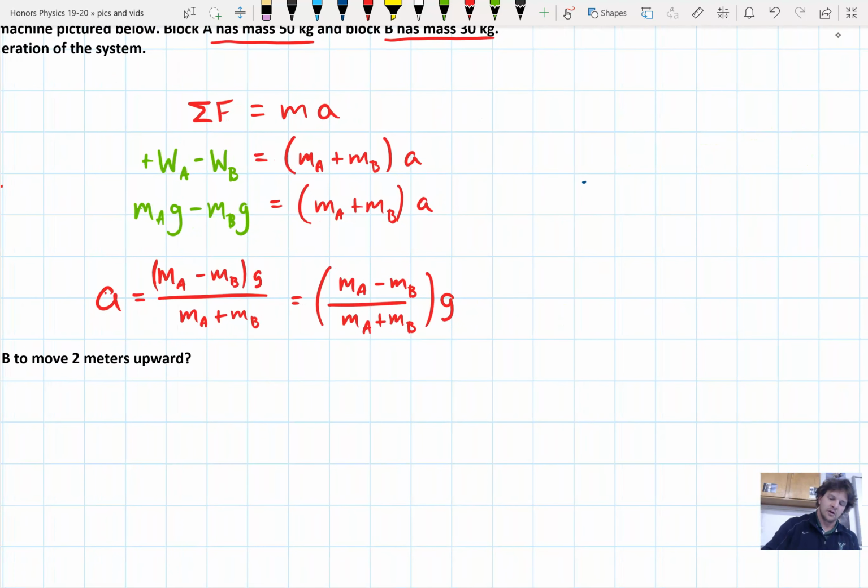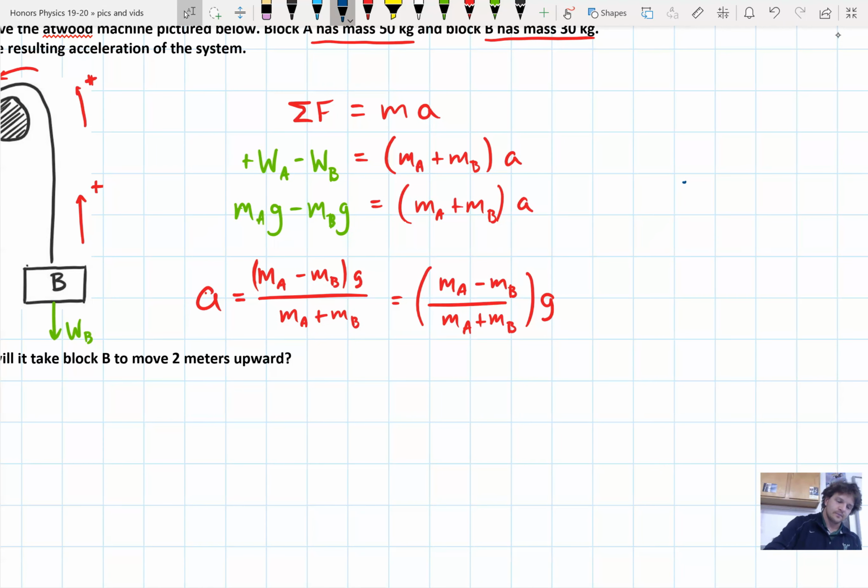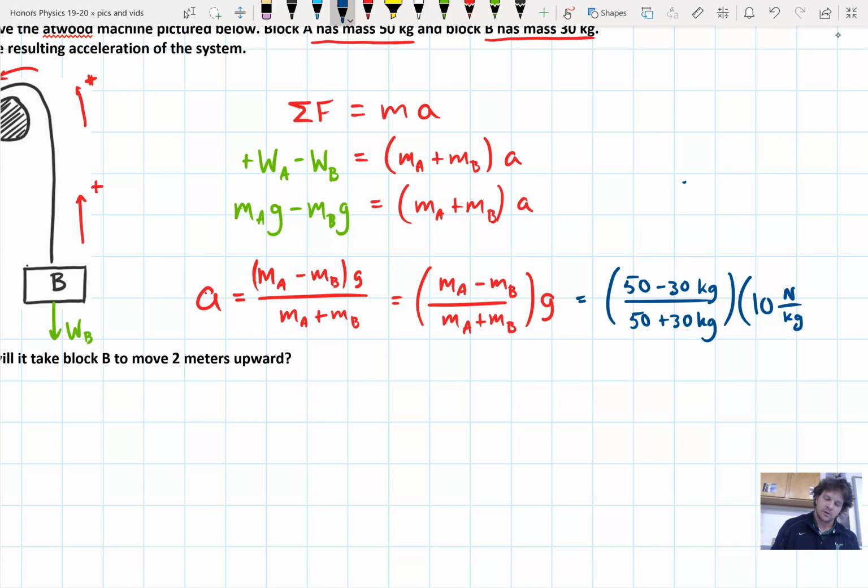So plugging in the numbers here, that would be 50 minus 30 kilograms, all divided by 50 plus 30 kilograms. And then G is 10 newtons for every kilogram of mass. Okay, so this turns into 1/4, 0.25 times 10.